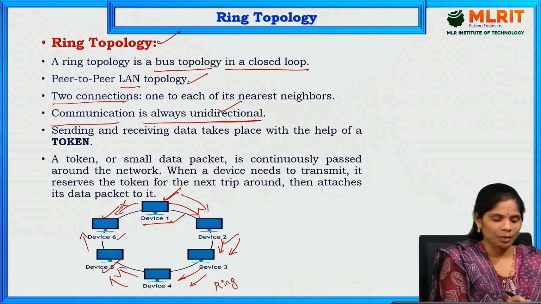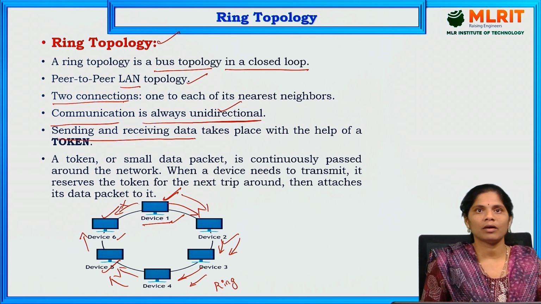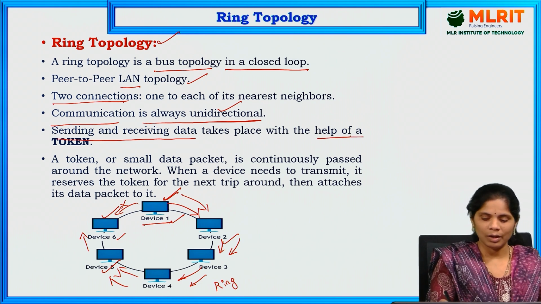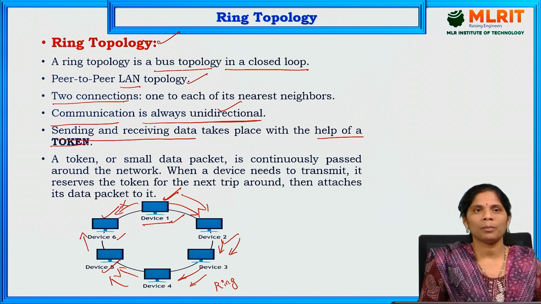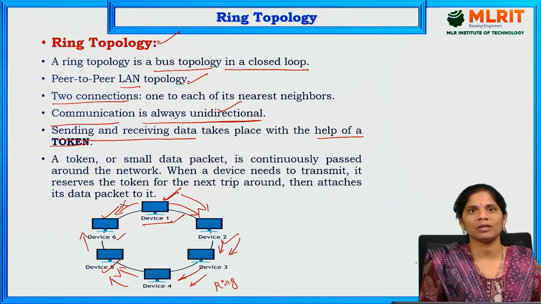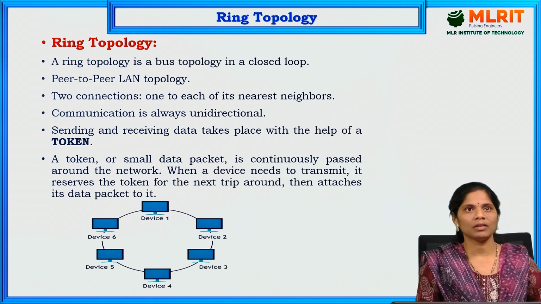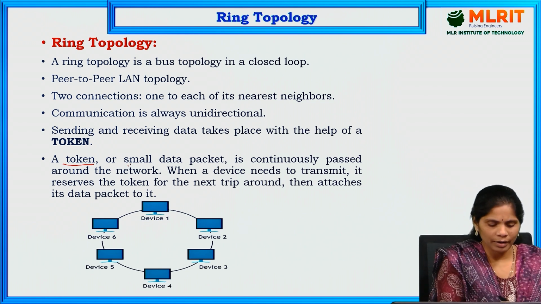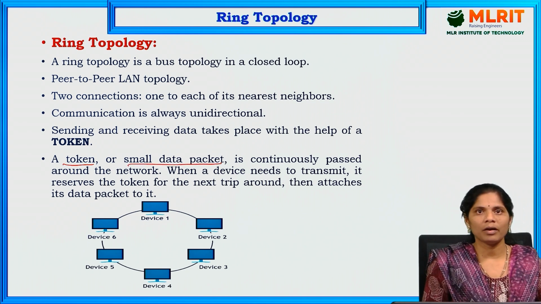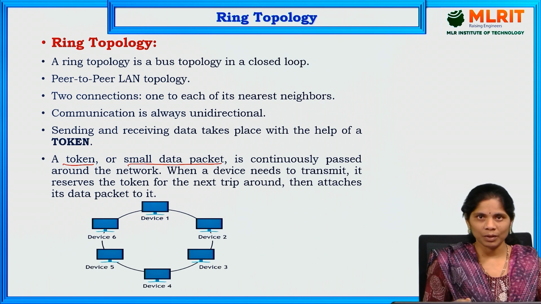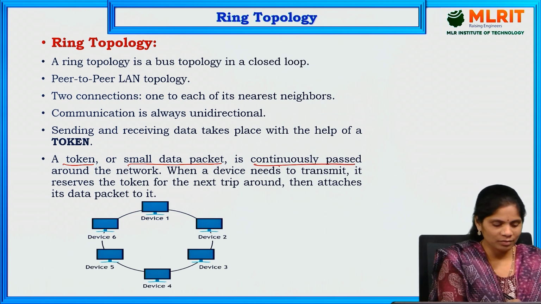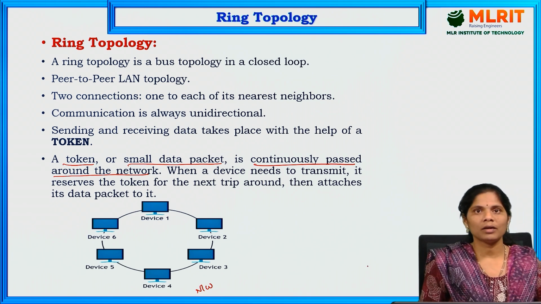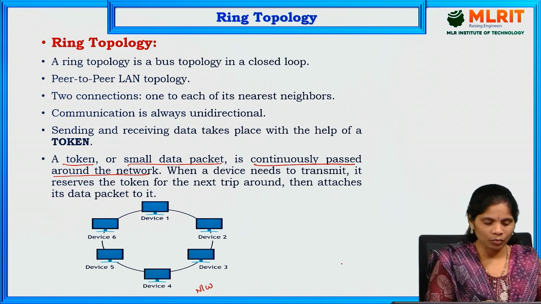At the same time, sending and receiving the data takes place with the help of a token. With the help of the token only, we are going to transfer the data. What is a token? See, a token is nothing but a small data packet. It is continuously passed around the network. This is the total network, and this packet is passed around this total network.